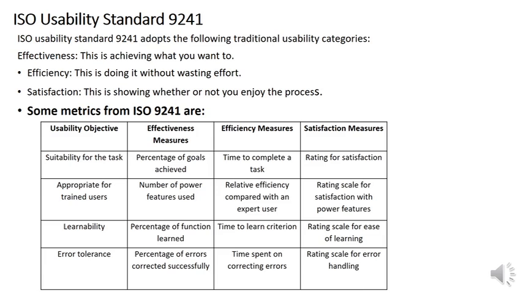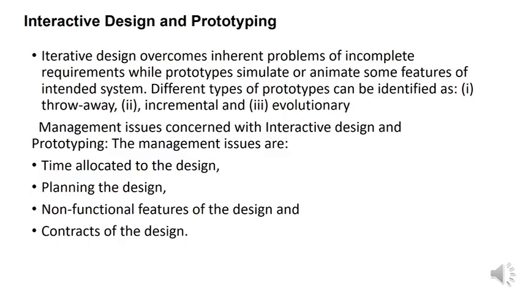Then learnability: percentage of functions learned, then time to learn, the time to learn criterion. There's also a rating scale for each of the learning. Then error tolerance: percentage of errors corrected successfully, the time it takes to correct those errors, and then the rating scale for the error handling.